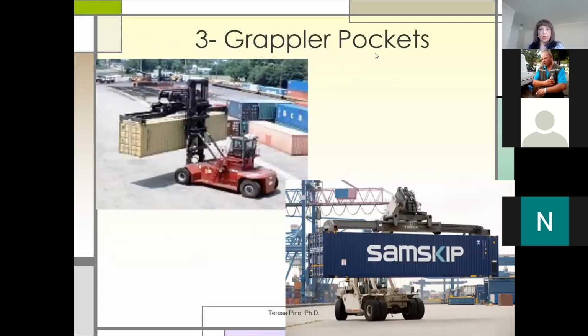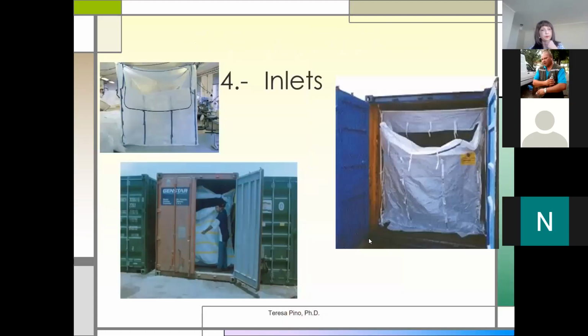And the grabber pockets, this is for high cube. If you notice, the high cube containers are held by the cranes. These trucks are cranes, so they can lift the containers from the top. If you notice, the pockets are on the top of the high cubes, and on the 20-foot long containers, the pockets are in the bottom. Again, it is related to stability.